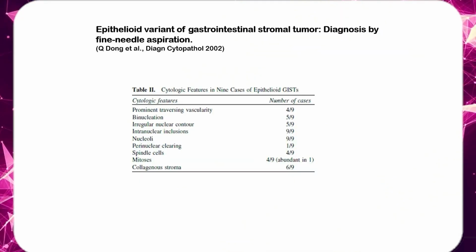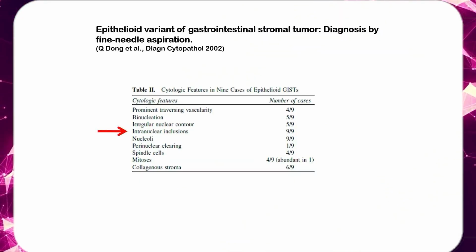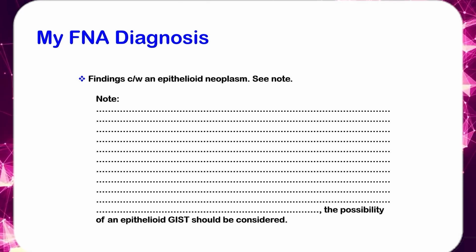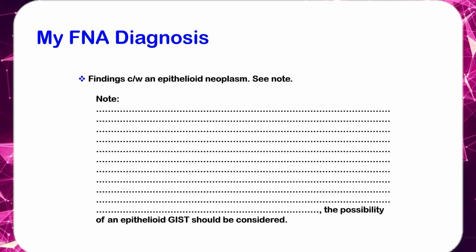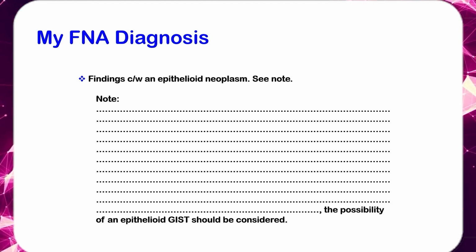Could this be an epithelioid cyst? He found an article which said intranuclear inclusions are present in 100% of epithelioid cysts. So even with that information, I was very hesitant to call it an epithelioid cyst. So I wrote a long note after calling it consistent with an epithelial neoplasm. Out of embarrassment, I would not show you the note. But at the end, I said the possibility of an epithelioid cyst should be considered.